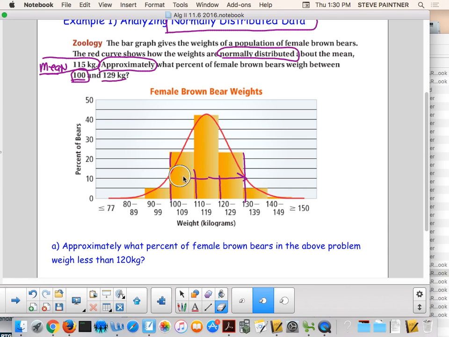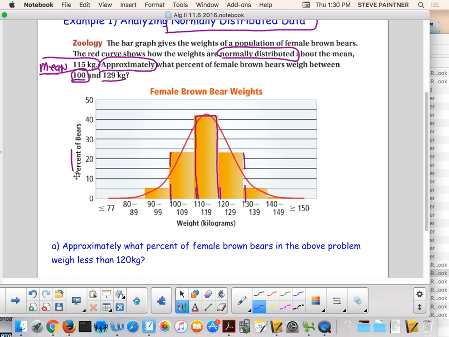Okay? So let's talk. See the bears that weigh this much? 110 to 119? What percent of the bears weigh that weight? Go read it. Like 42. 42. Okay, so we're getting 42. Now you might think 43. Who knows? Okay, it's a guess. Okay, next we want between 100 and 129. So here's 100 to 109. What percent of the bears are in here?